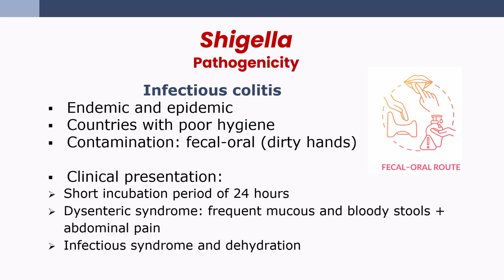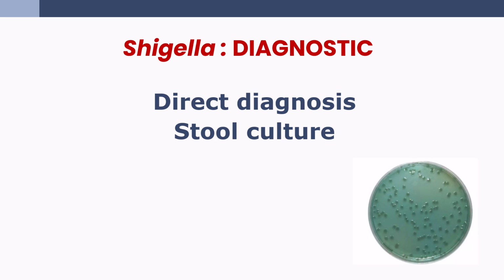Transmission is fecal-oral, usually through contaminated hands. The incubation period is short, around 24 hours, and the clinical presentation is dominated by a dysenteric syndrome with frequent mucus and bloody stools, associated with abdominal pain, an infectious syndrome, and a risk of dehydration. The diagnosis is based primarily on direct diagnosis by stool culture, which allows Shigella to be isolated and identified.